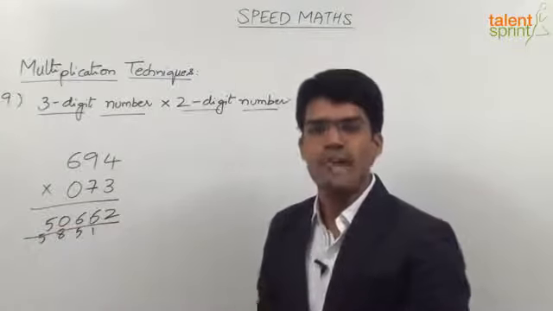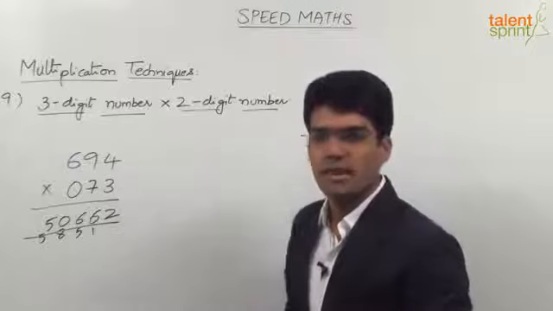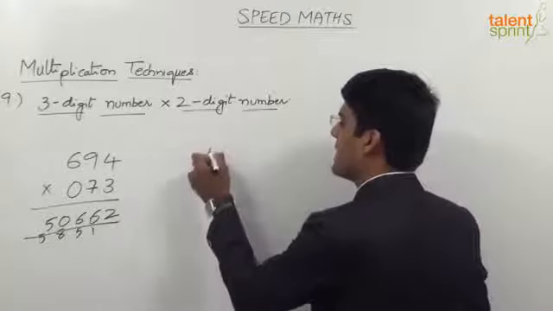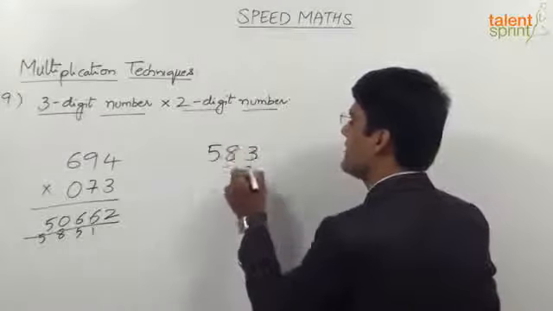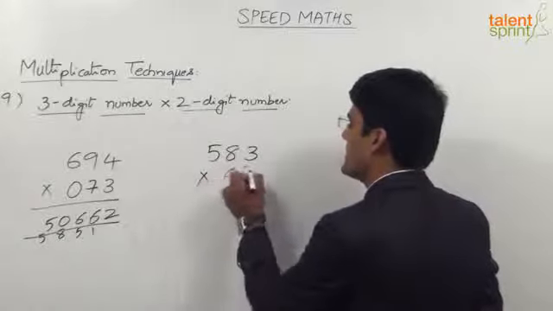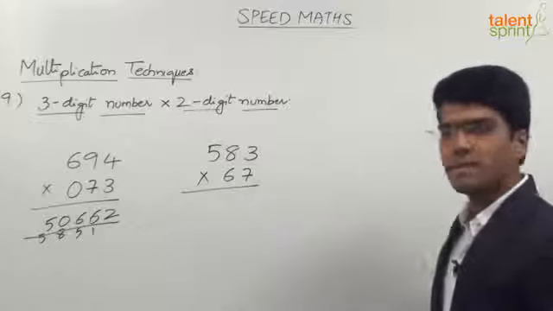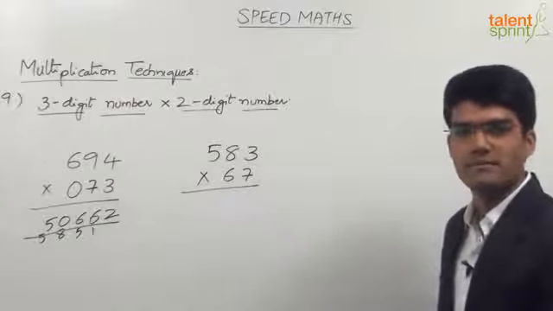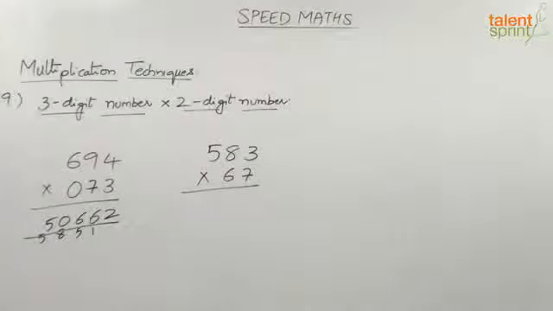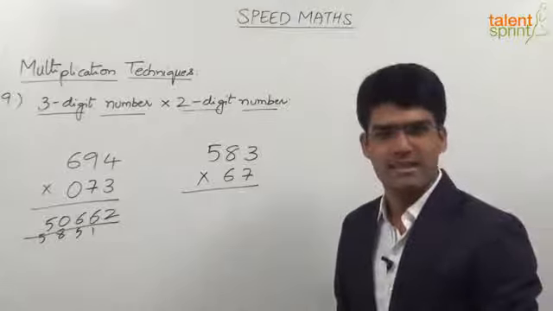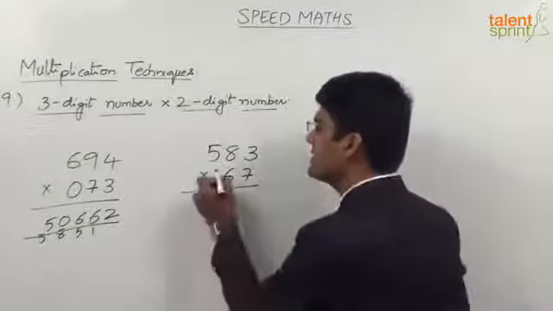Let's now take one more example which you will solve based on the same technique. Let's say we have to multiply the number 583 with 67. Now try to multiply these two numbers and get the required answer. Right, so I hope you all have got the right answer. Now going by the same concept, let's place a 0 here.